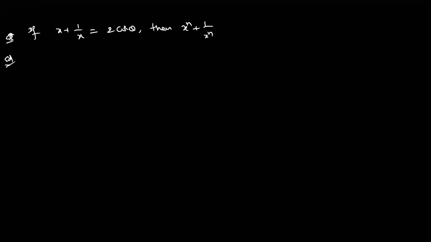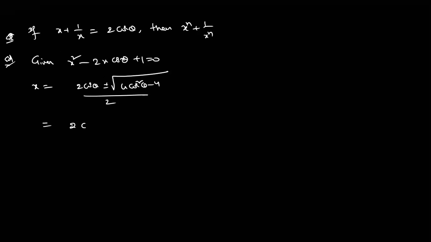See, this time what to solve here? See carefully. Given x square minus 2x cos theta plus 1 is equal to 0. So x is equal to 2 cos theta plus or minus root over 4 cos square theta minus 4, by 2. So 2 cos theta plus or minus 2 sin theta i by 2, that is cos theta plus or minus i sin theta. You are getting x is equal to this, see?